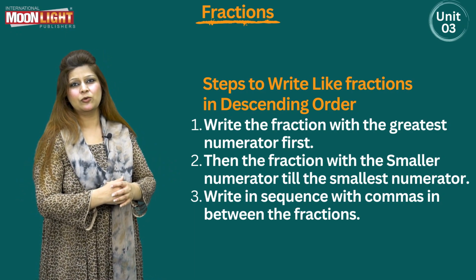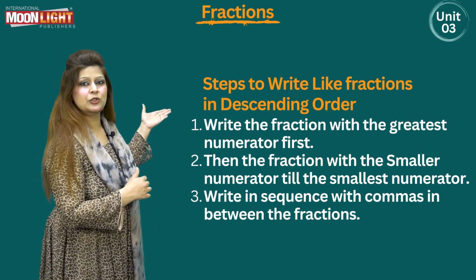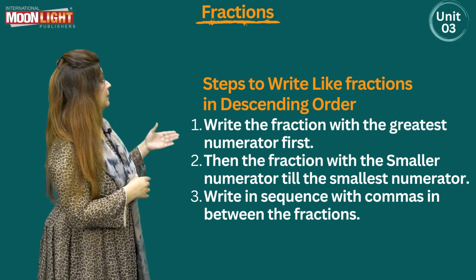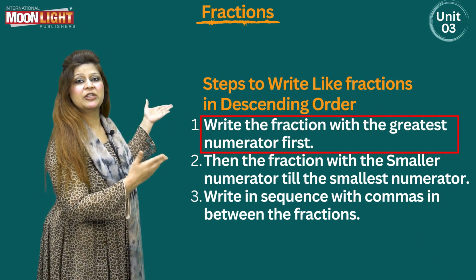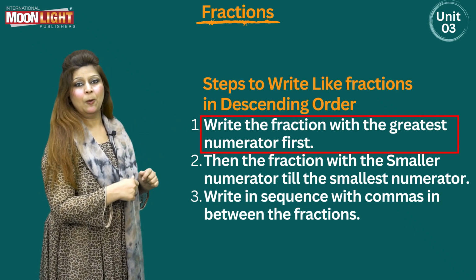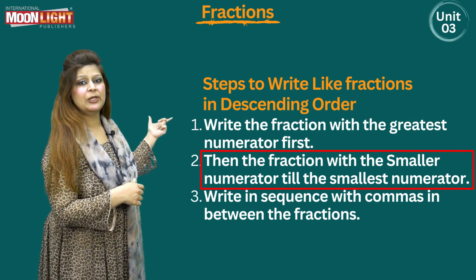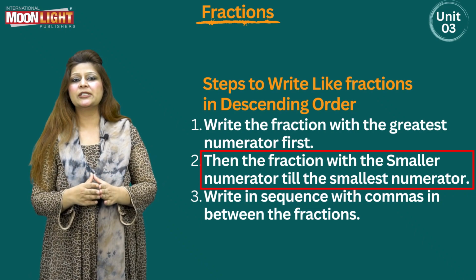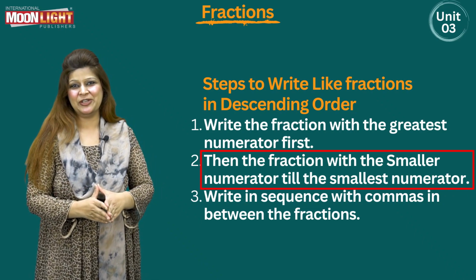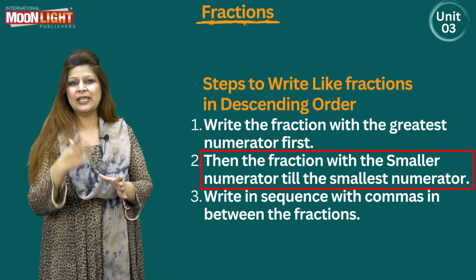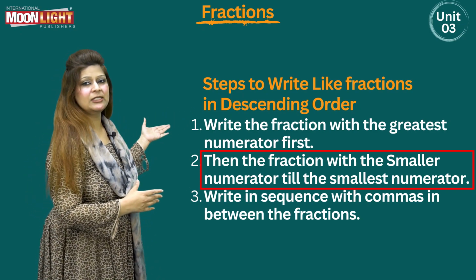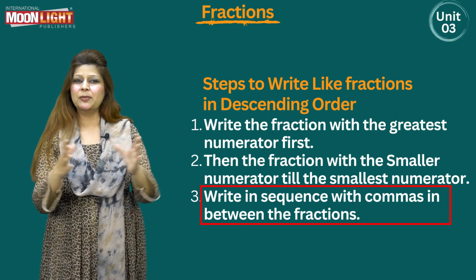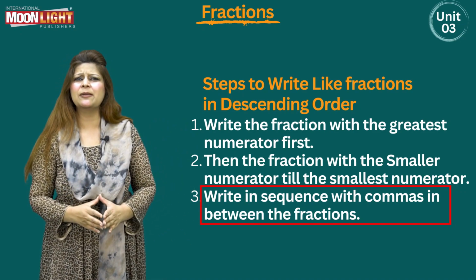So we are going to check these steps to write like fractions in descending order. The first step is write the fraction with the greatest numerator first. Then the second step is the fraction with the smaller numerator, till the smallest numerator. We write them accordingly in a sequence. Now the third step is write in sequence with commas in between the fractions. This is the same thing.